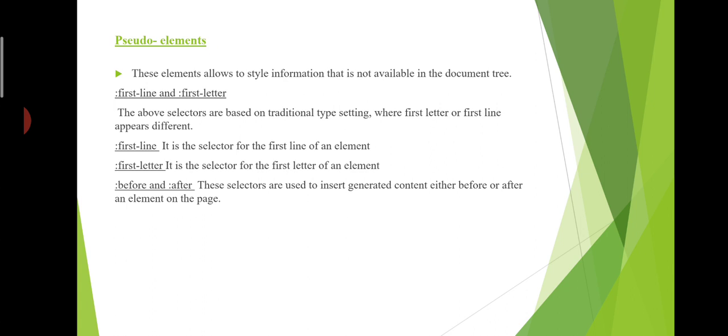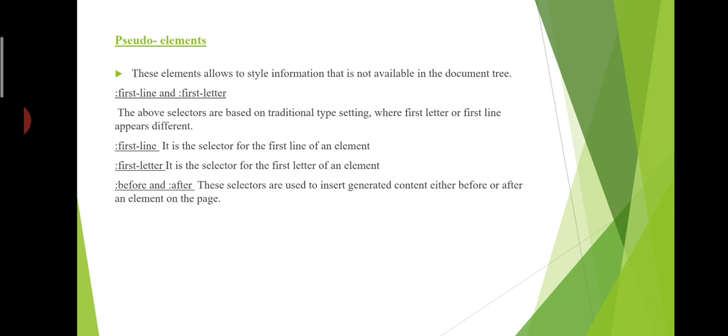Next, coming to the pseudo elements. These elements allow us to style information that is not available in the document tree. Here 4 different types are there. See the first one, that is first-line and first-letter. So :first-line, :first-letter. These are based on usually traditional typesetting where the first letter or the first line appears different.